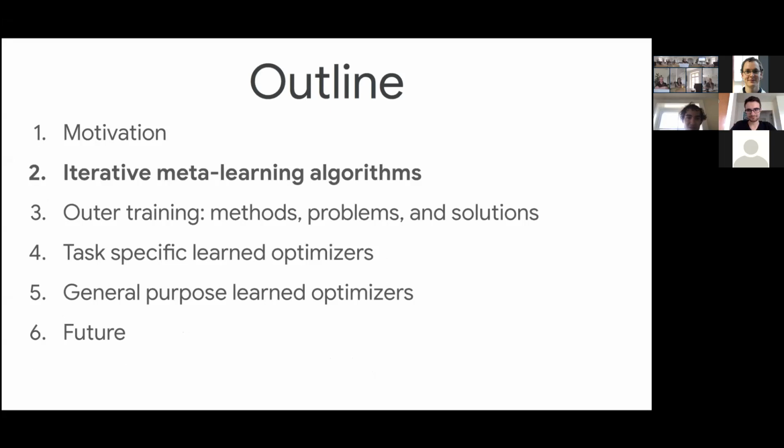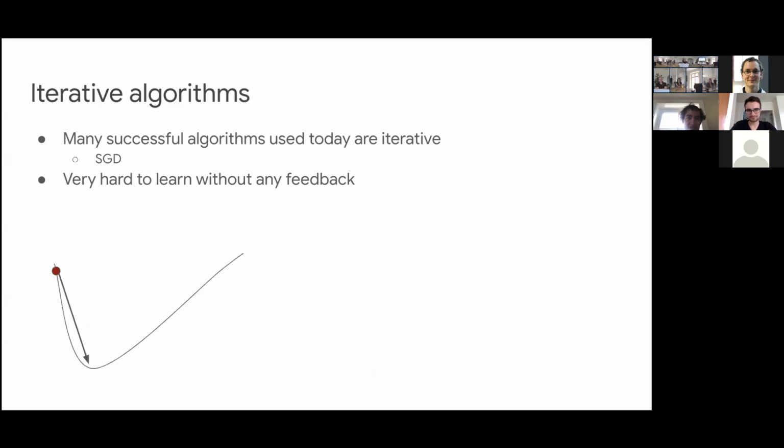The family of learning algorithms that I've mainly been focusing on are iterative learning algorithms. The reason for this is many successful algorithms we use today are iterative. The core of what we use to train these things are stochastic gradient descent methods. And these are all very iterative. You keep applying them over and over and over again, relatively simple, and you get these amazing results at the end.